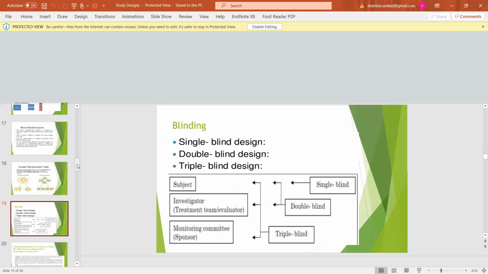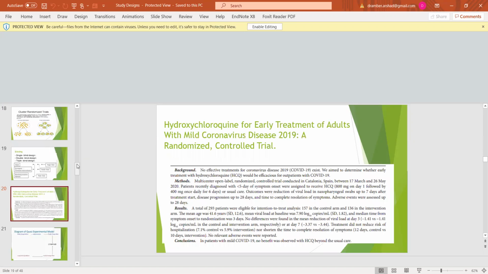In a triple blind study, neither the participants, nor the investigator, nor the monitoring committee is aware whether the participant is in the intervention group or the control group. And after analysis is done, a third party reveals the result of which group has which outcome.